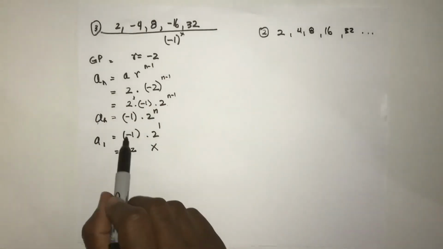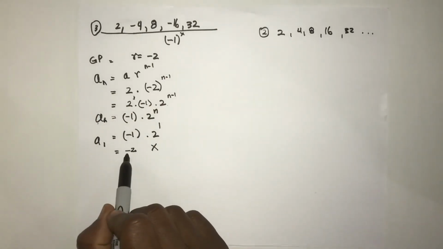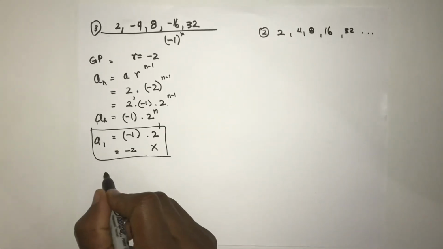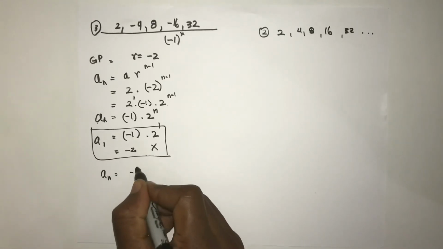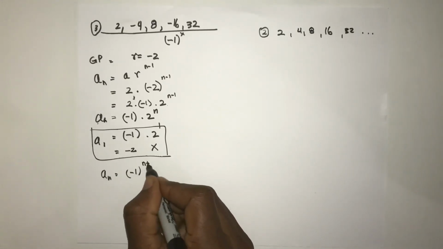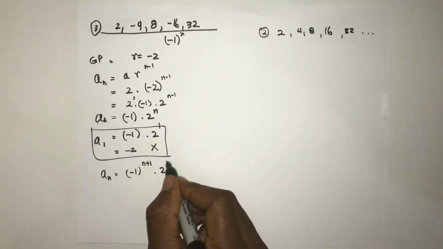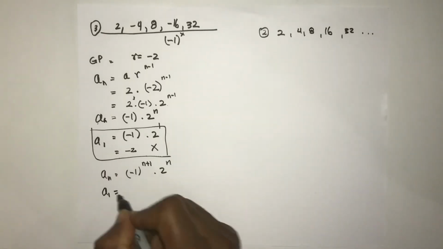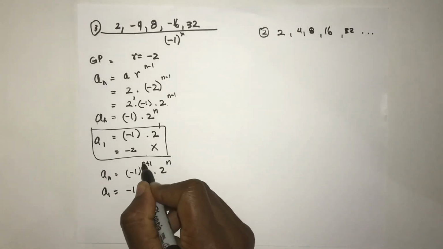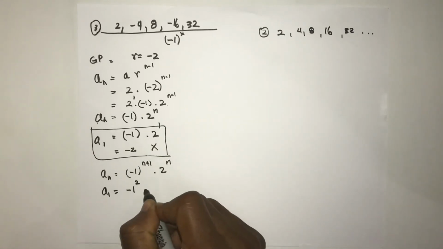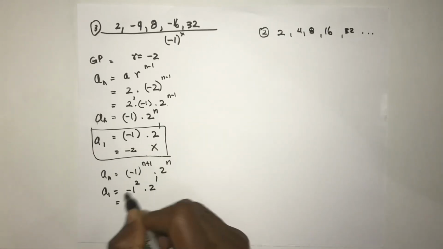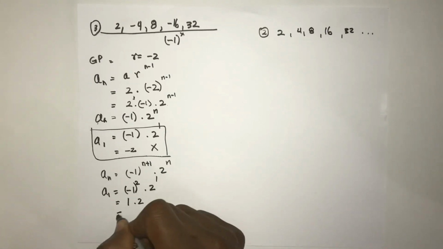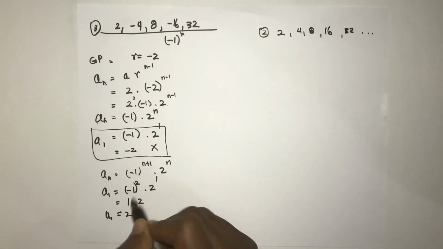So we'll have to raise this negative 1 to some power to get this as positive. And this will actually be a_n equals negative 1 raised to the n plus 1 times 2 to the n. In this case, we can see that when n is equal to 1, a1 is equal to negative 1 raised to the 1 plus 1, which is 2, times 2 to the 1. So negative 1 squared is 1, times 2. So a1 is equal to 2, right?